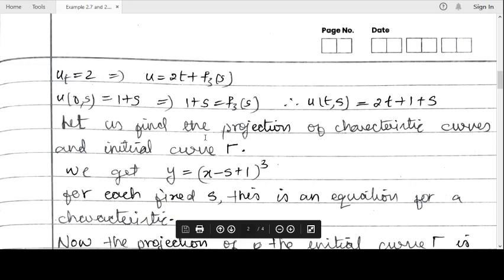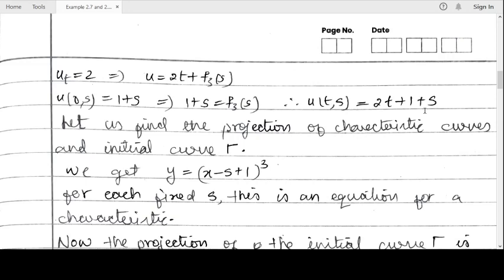Now the third one is u_t equal to 2. So you can directly integrate: u equal to 2t plus f3(s). The initial condition is u(0,s) is equal to 1 plus s. So at t equal to 0, f3(s) becomes 1 plus s. So u is 2t plus 1 plus s. So we thought that we are getting a unique solution. We did not encounter any problem here.